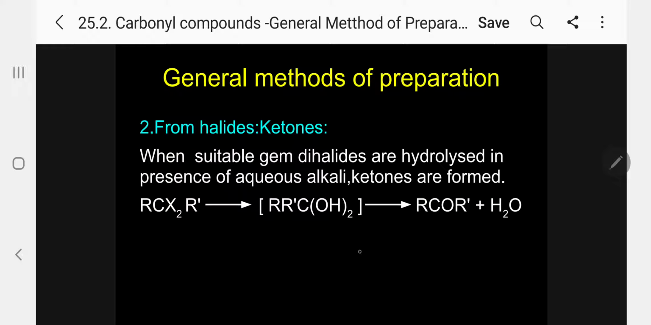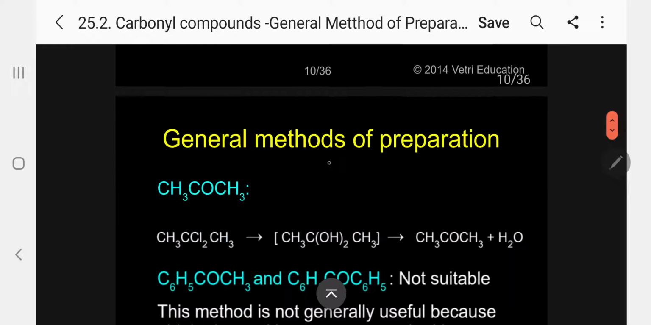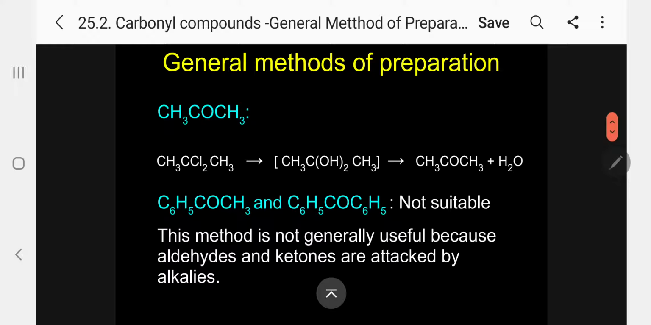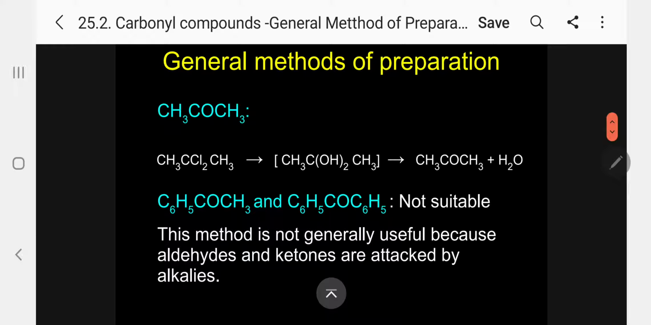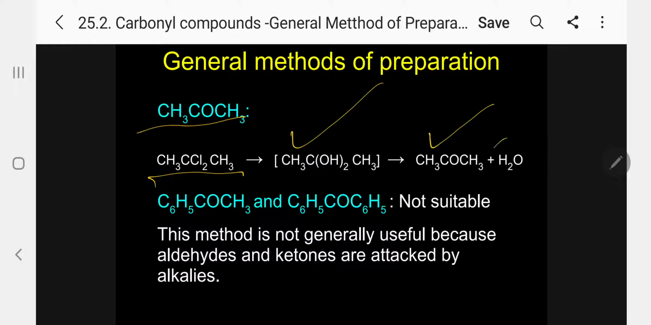Kindly follow. This is the ketone case. Secondary means ketone. Let me take a specific example. In the case of acetone, I will take 2,2-dichloropropane, which undergoes alkali hydrolysis to produce the corresponding acetone and water. Kindly follow.